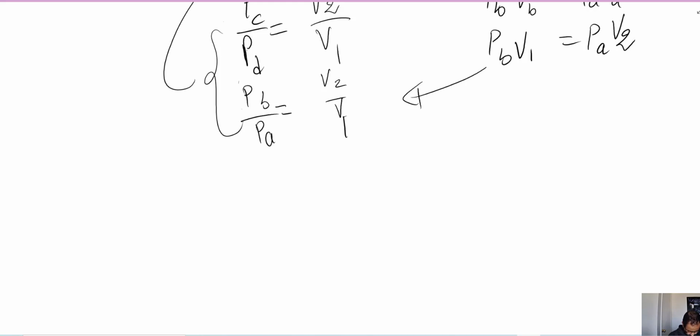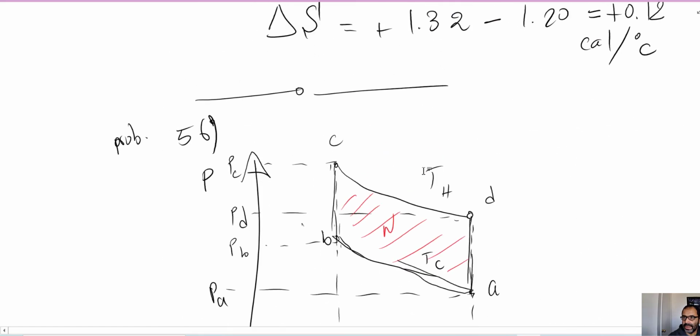Anyway, so let's find the work during the expansion phase. Remember, the expansion phase is really in this isothermal. So we need to find W in here. There is no work in here. W is equal to 0 here. So this W is going to be negative.